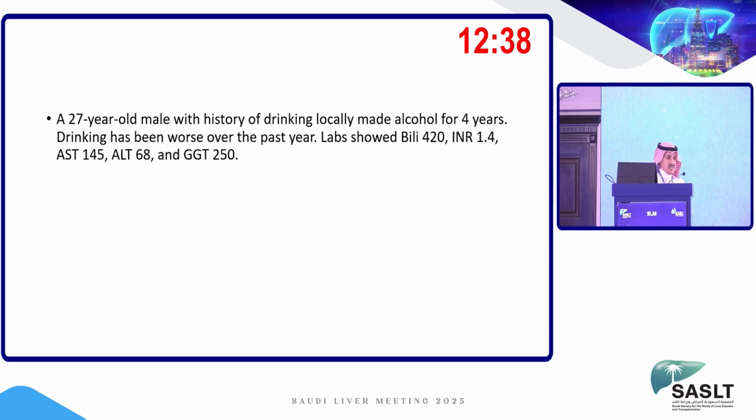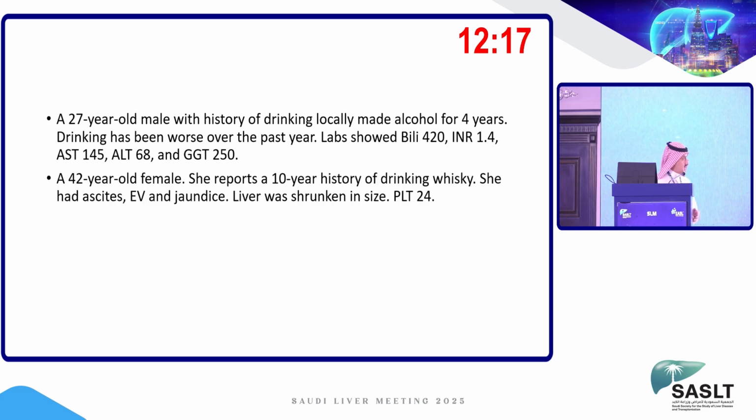So I'll just show you some examples from my clinic. So this is a 27-year-old male. He had a history of drinking locally made alcohol for 4 years. He had some sort of social stress, some psychiatric issues, so his drinking was worse 1 year prior to his presentation. When he came to my clinic the first time, his bilirubin was 400. His INR was not too bad, and you can see his enzymes.